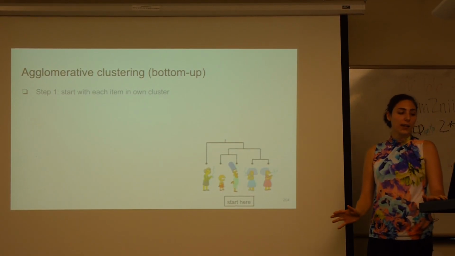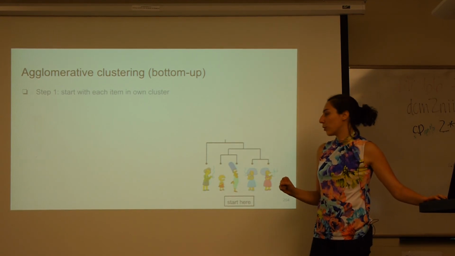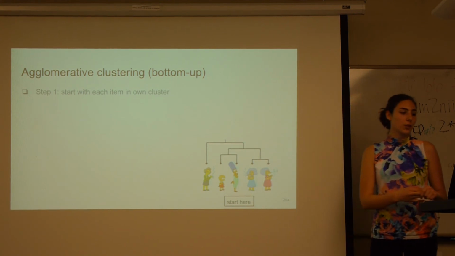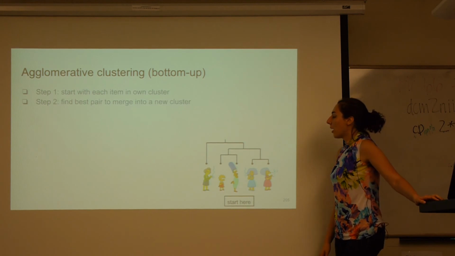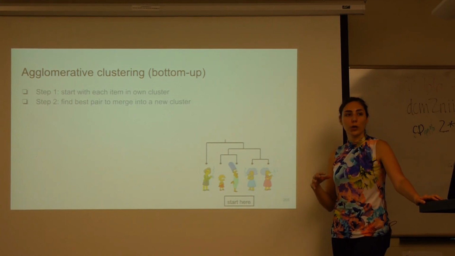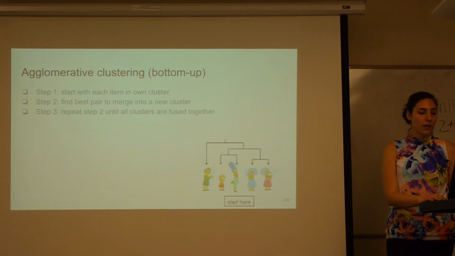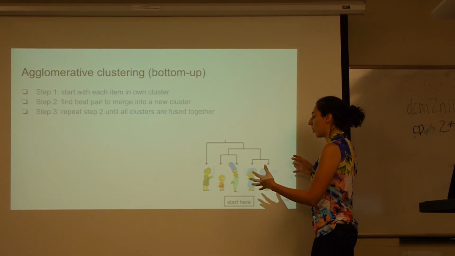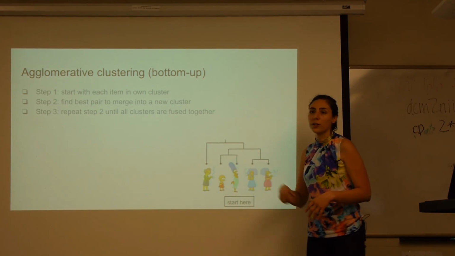OK, so the last type of clustering is agglomerative clustering, which starts from the bottom and tries to build a hierarchy. It starts with each of the points in its own cluster, and then it finds which clusters to merge according to some kind of similarity metric. And we repeat the merging step until all data points are in the same cluster, so until we've reached this point here.